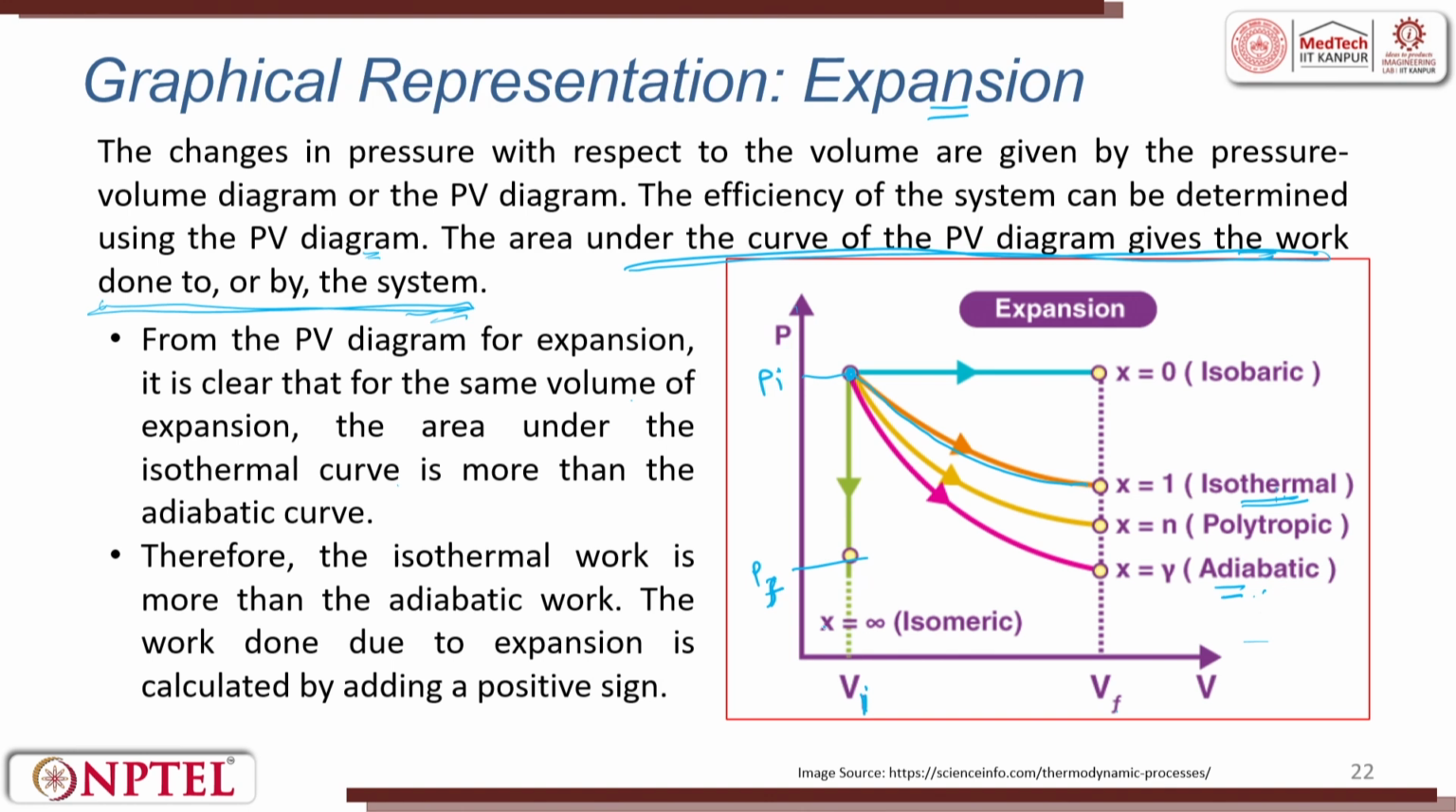So what we are trying to say is, this is the area. Let's draw it like this. This is the area we are talking about, the area under the curve. Therefore, the isothermal work is more than the adiabatic work, because you see the area under the curve is very low. When expansion happens, the volume changes, V1 to V2. The pressure will fall from P1 to P2. Therefore, the isothermal work is more than the adiabatic.